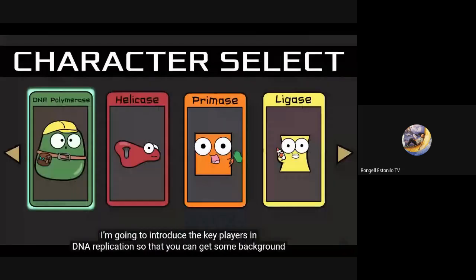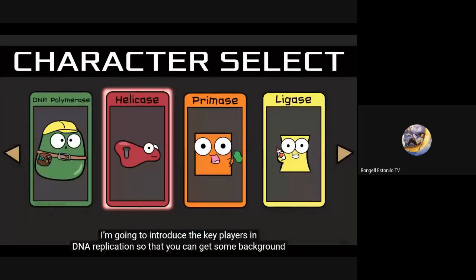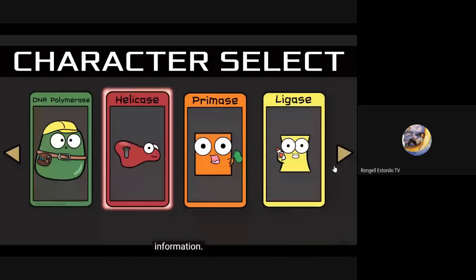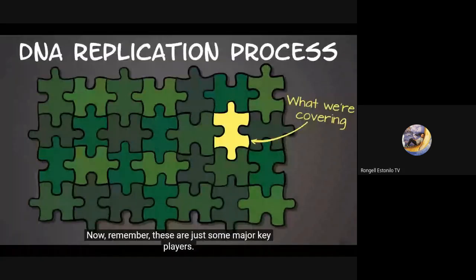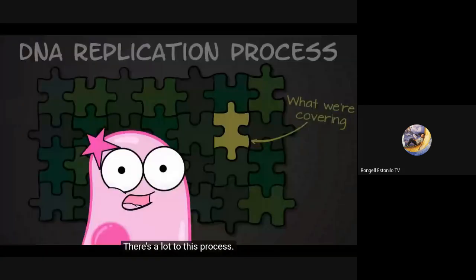I'm going to introduce the key players in DNA replication so that you can get some background information. Now remember, these are just some major key players. There's a lot to this process.